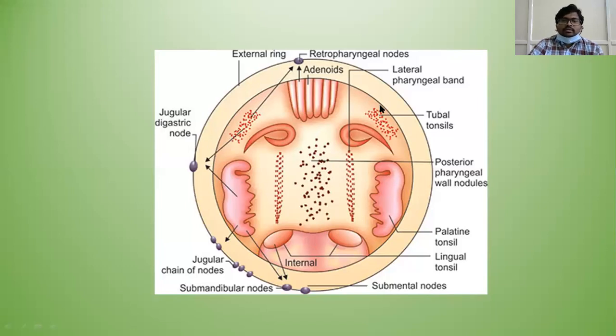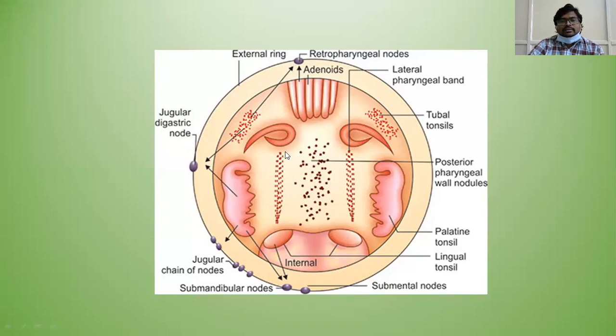Outer to this ring, you can see other structures. These are lymph nodes. All these structures of the Waldeyer's ring ultimately drain into these lymph nodes. So these lymph nodes form an external ring. This is known as outer Waldeyer's ring. It is formed by submental, submandibular, jugular, jugulodigastric, and finally retropharyngeal lymph nodes.